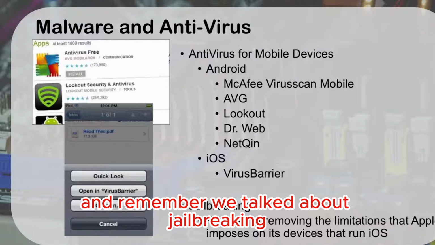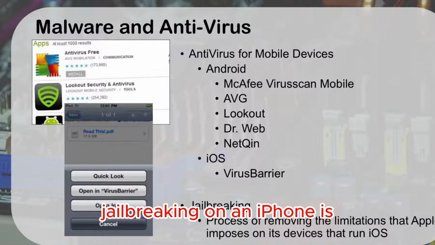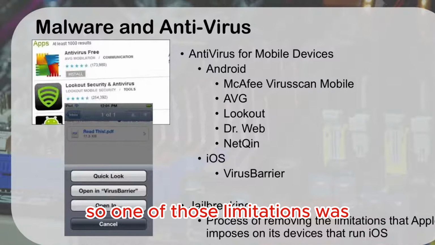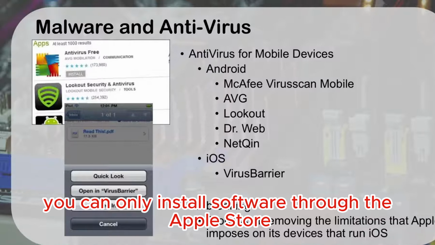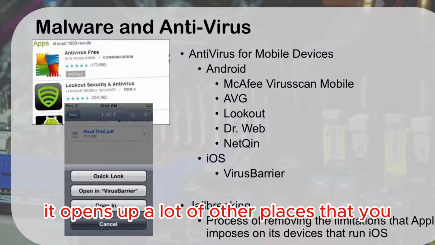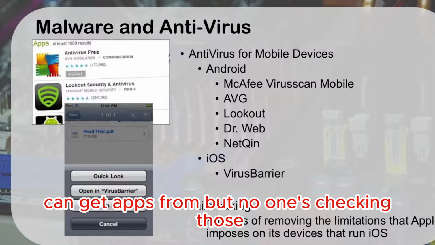And remember, we talked about jailbreaking. Jailbreaking on an iPhone is taking away the limitations that Apple imposed on you. So where those limitations was, you can only install software through the Apple Store, right? Through the App Store or iTunes. If you jailbreak it, it opens up a lot of other places that you can get apps from. But no one's checking those.